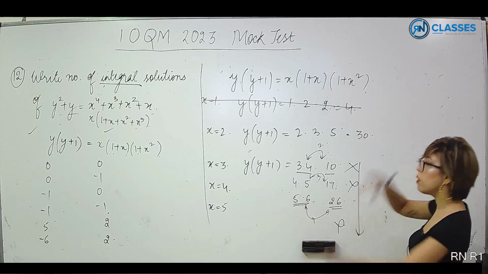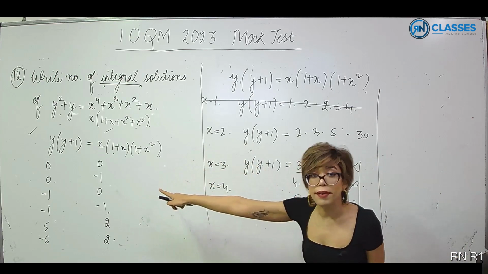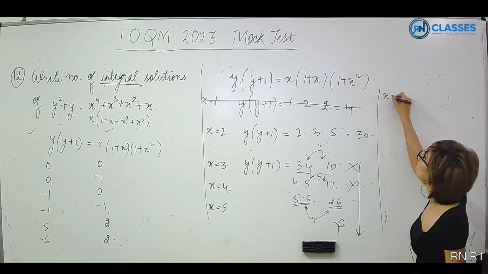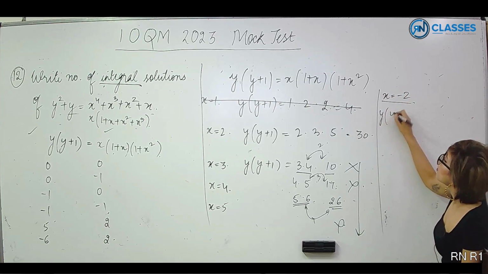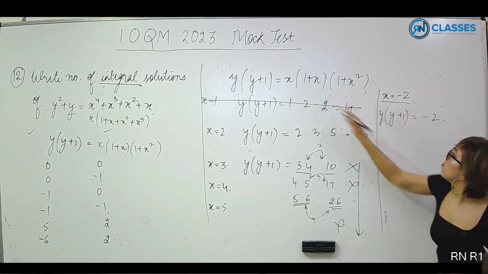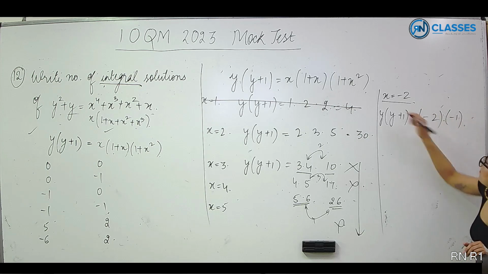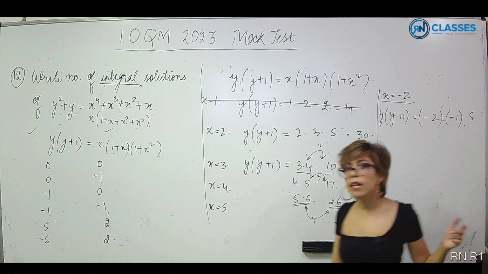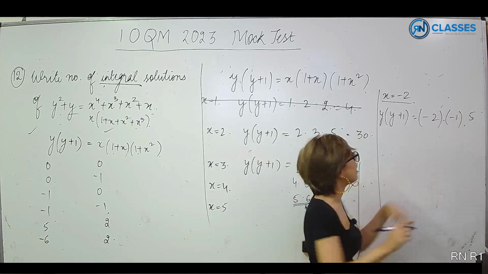Now you can say, what about the negative integer side? You can do that. Now x equal to minus 1, I've already written. x equal to minus 2. Right? If I do that, x equal to minus 2, y into y plus 1 equals minus 2 into minus 1, which becomes positive in fact, but okay, fine. And this becomes 5. Again, the problem is the same. Here I have 2 into 5, 10. Again, I cannot write it.